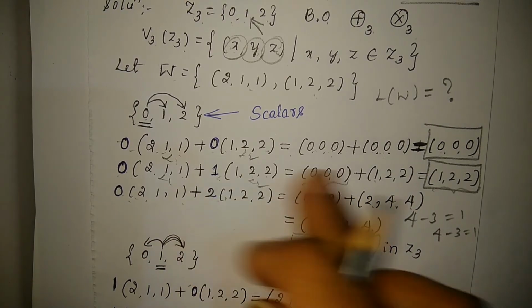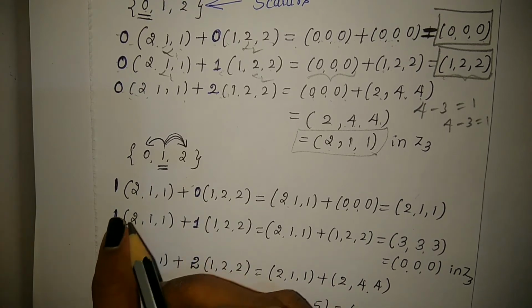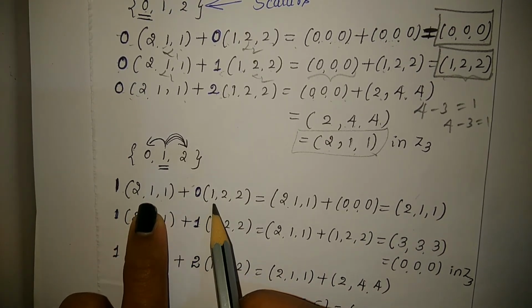So for this, next 1 with 0, 1 with 1, 1 with 2. For 1 into alpha 1 is the same, alpha 2 is the same.